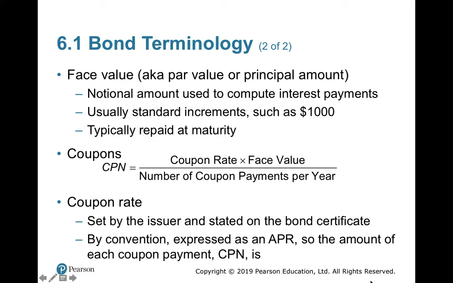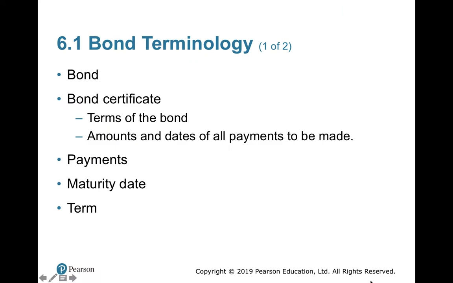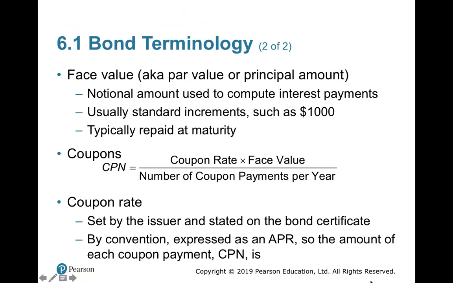Now we will see the bond terminology, continuing with face value of the bond. Once we finish the basics like bond certificate, bond payments, maturity date, and term, then we come to the face value. Face value is also known as par value or principal amount. It is the amount on which the coupon is calculated. So for example, a 5% bond of face value 1000 or par value 1000.